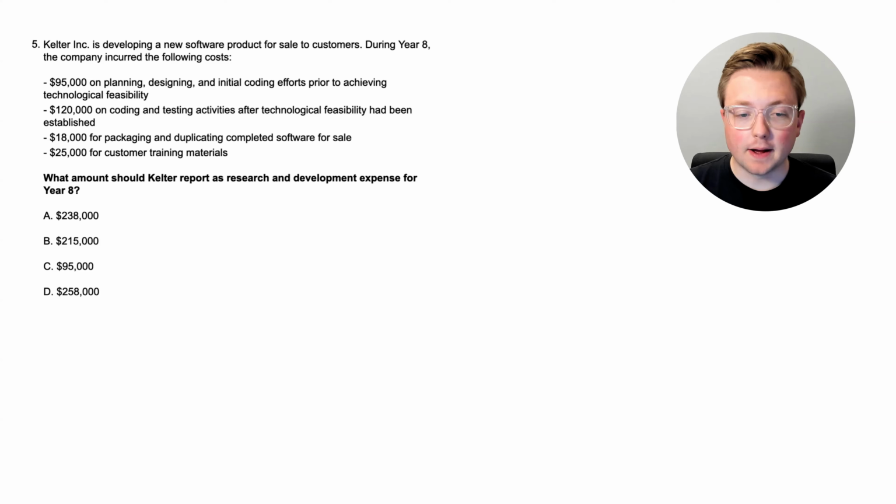Okay, here we are at question 5. What amount should Kelter report as research and development expense for year 8? Okay, let's go to the top. Kelter Inc. is developing a new software product for sale to customers. During year 8, the company incurred the following costs: $95,000 on planning, designing, and initial coding efforts prior to achieving technological feasibility, $120,000 on coding and testing activities after technological feasibility had been established, $18,000 for packaging and duplicating completed software for sale, and $25,000 for customer training materials. So again, what is going to be considered research and development expense?